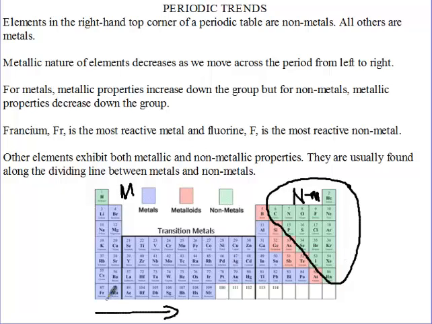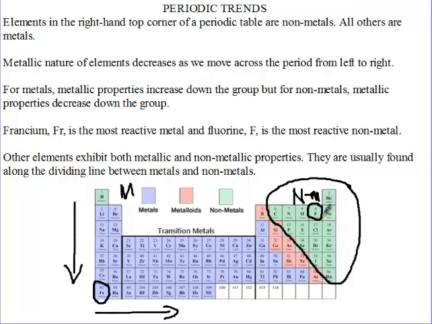For this reason, we have francium being our most reactive metal, and then we have fluorine being our most reactive non-metal. The reason is because the most reactive metals are found in group 1. And then as you move down, the metallic properties increase. So once you get to this point, you have your metallic properties being at the highest.